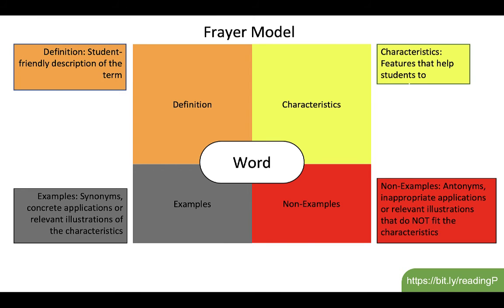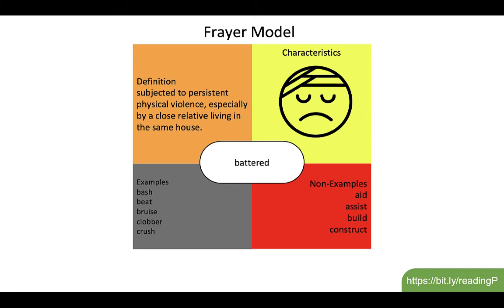So let me give you an example. So we have a word here, battered. The definition is straight from the dictionary. The examples are there for you. Characteristics, sometimes you can use a picture. And then non-examples, aid, assist, build, construct. All of this you can very quickly find for free using the synonyms, using the antonyms, and using the definition and the images courtesy of the Noun Project.